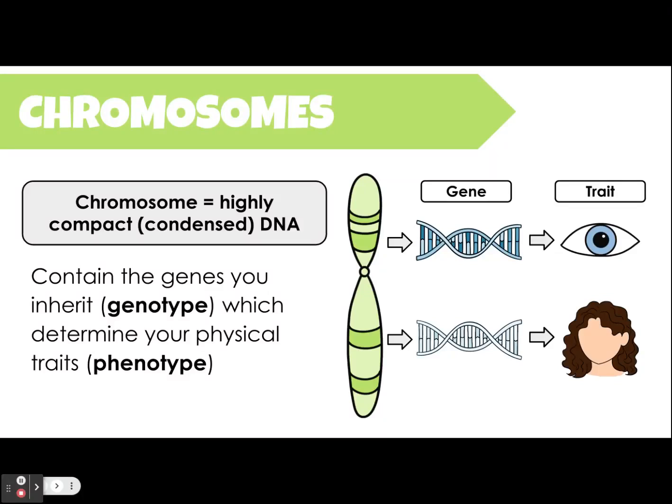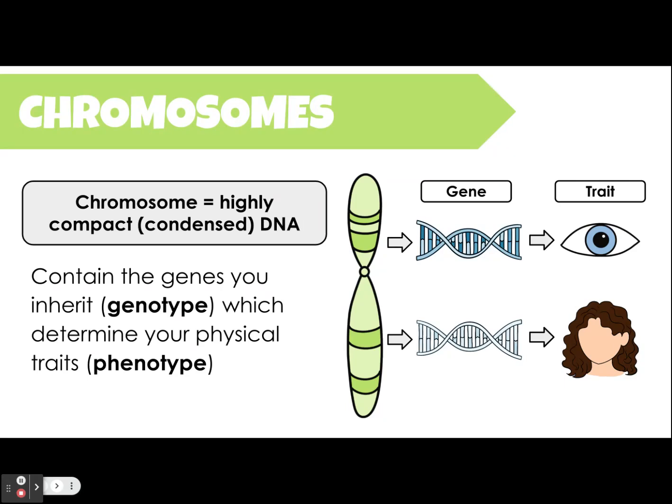And within your DNA, there are sections that we call genes. And genes are what determine which traits you have. Which version of a gene will indicate if you have blue eyes. If you have a different version of the gene for eye color, you might have brown eyes, and so on.